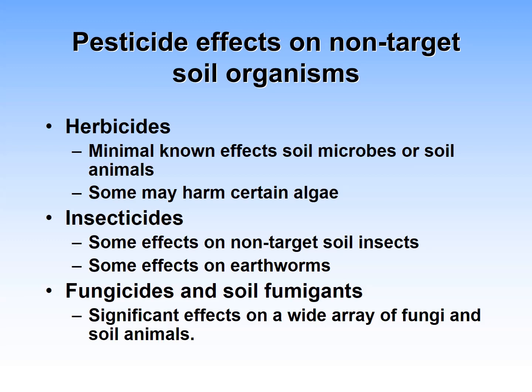The fauna is affected by the insecticides, and some are known to be toxic to earthworms, and so this is also another factor. Fungicides and soil fumigants have adverse effect on a broad array of beneficial fungi, nematodes, and other soil fauna, in addition to the target pathogenic fungi and nematodes. So these groups of pesticides must be used very wisely.